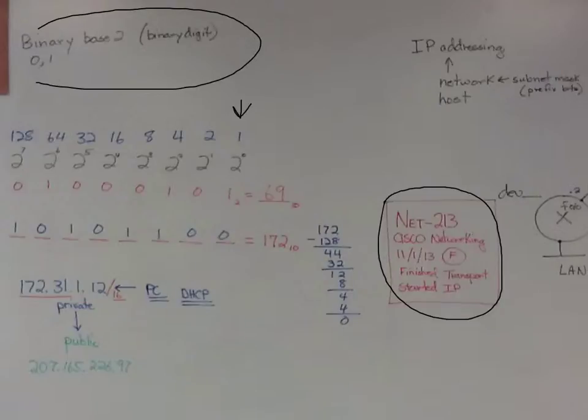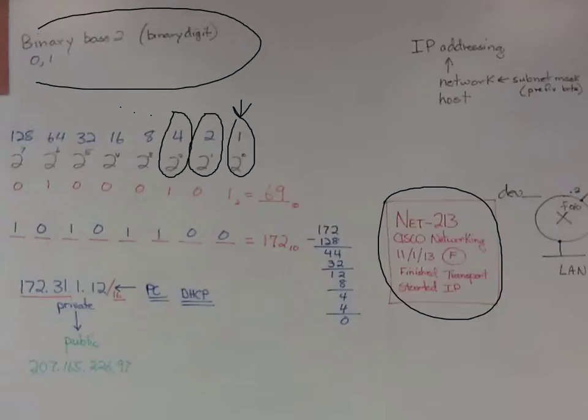Anything raised to the 0 power is 1. And so we listed the binary system. Anything 2 raised to the first power is 2. 2 raised to the second power is 4, and so forth. And so we listed those, and then we wrote an IP address underneath there.